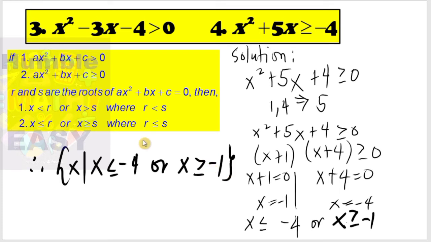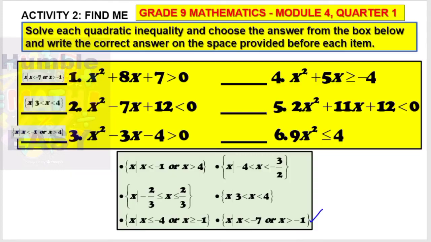Okay, that is for number 4. So that is now the answer in problem number 4. So if we're going to go back to the given things that we have, the answer now of this is, okay, the answer now is this one. Okay, we have this for the given problem number 4. So we have that as the answer.